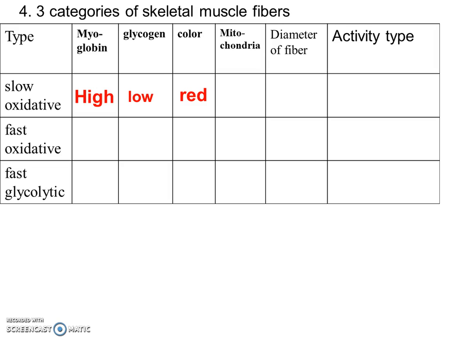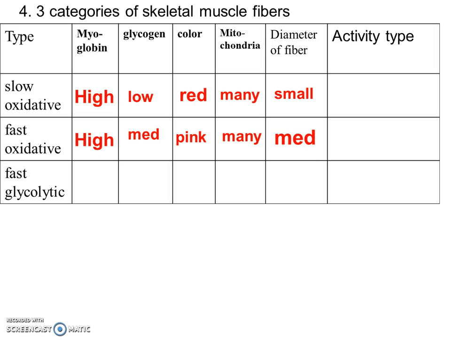What is the organelle in the cell that does cellular respiration or aerobic respiration? The mitochondria, so I'm going to have many, and I'm going to be a very small fiber. If I'm fast oxidative, I'm also going to have high myoglobin for the oxygen. I'm going to have a medium amount of glycogen. I'm going to have a medium amount of blood vessels, so my color is going to be pink. I'm going to have many mitochondria because that's where I do oxidative, and I'm going to be a medium size fiber. If I'm a fast glycolytic, I don't need the oxygen, so my myoglobin is going to be low.